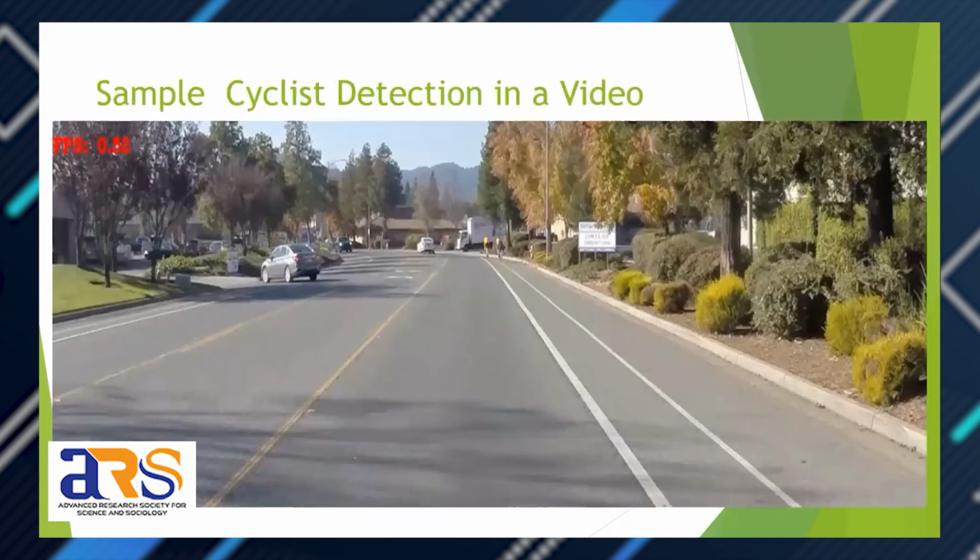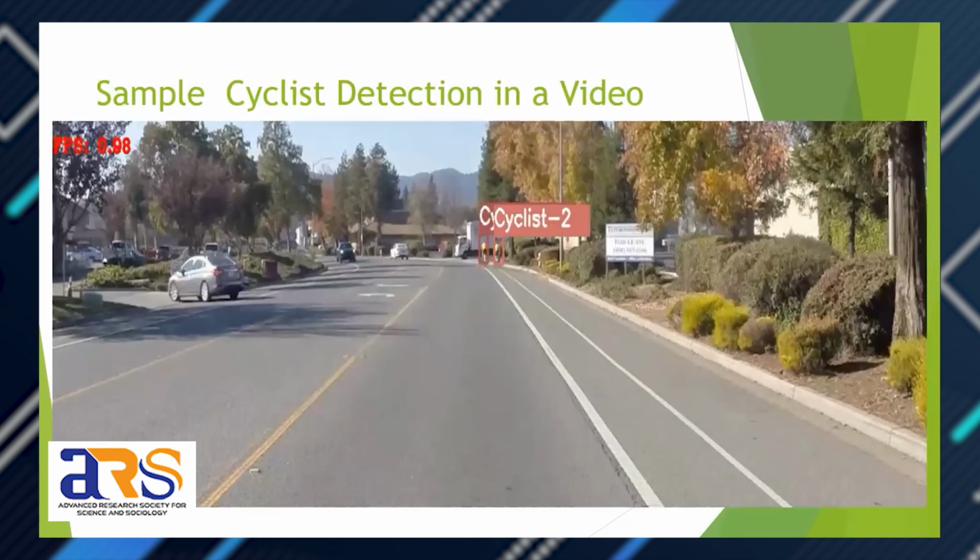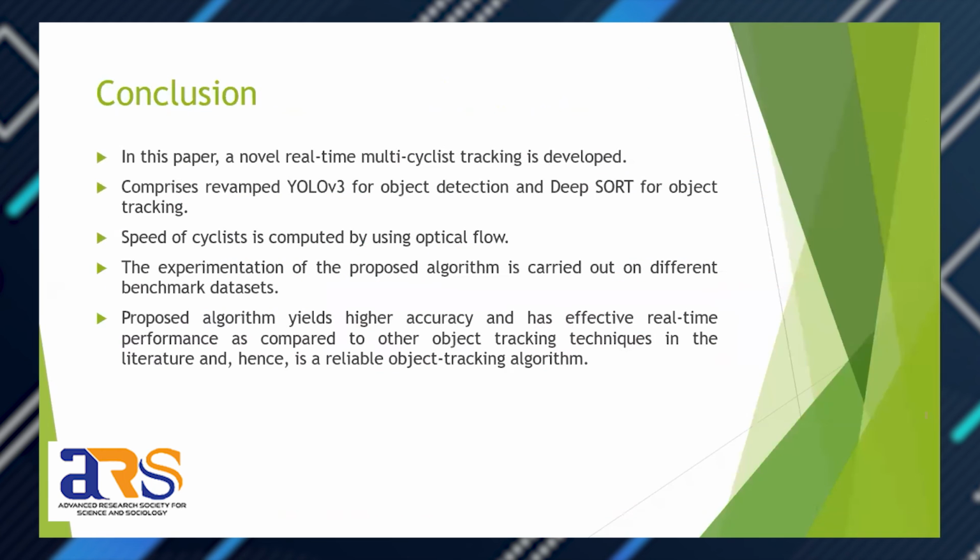Next, this is our conclusion. In this paper, a novel real-time multi-cyclist tracking method is developed, comprising a revamped YOLOv3 network for object detection as well as the DeepSORT algorithm for object tracking. The speed of the cyclist is computed by using optical flow. The experimentation of the proposed algorithm is carried out on different benchmark data sets. The proposed algorithm yields higher accuracy and has effective real-time performance compared to other object tracking techniques in the literature. Hence we can say it is a reliable object tracking algorithm.